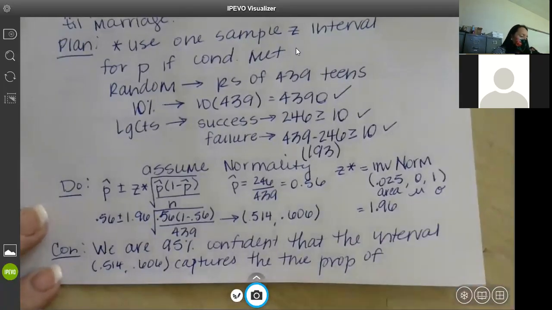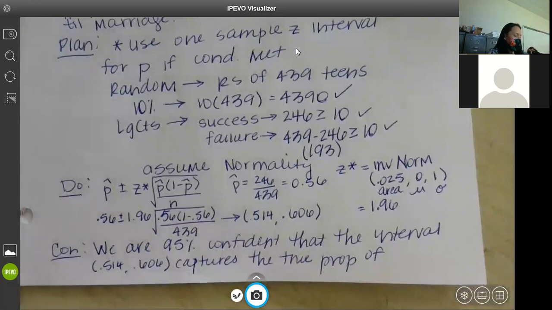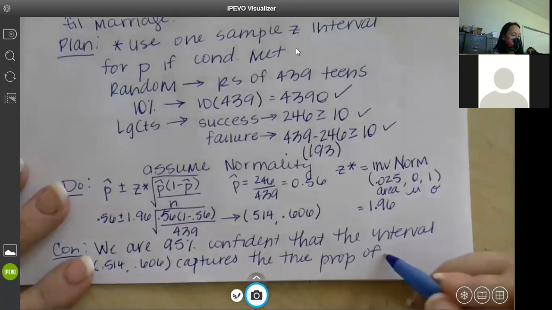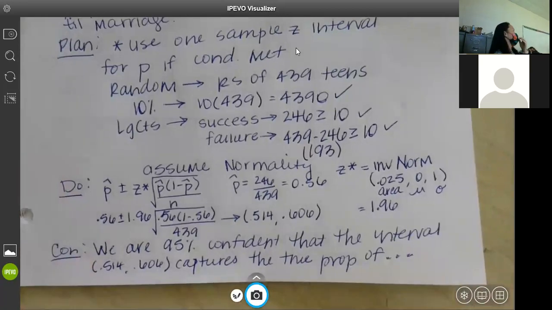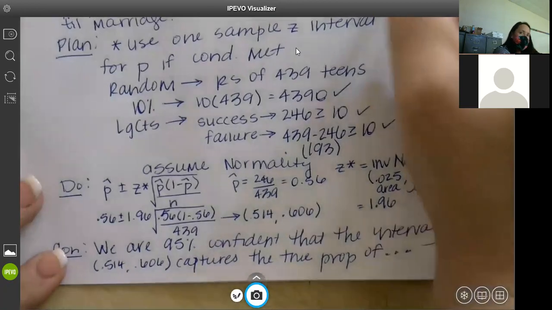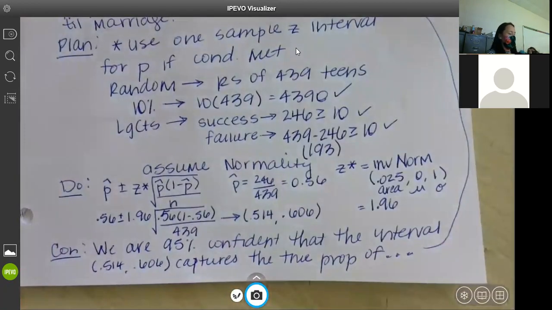of, and then back up to the beginning, all 13 to 17-year-olds in the US who say that young people should wait to have sex till marriage. And I'm just going to put the little dots. You guys know that's what you do. If you need to, draw the arrow up to right there where it says all 13 to 17-year-olds. It's very redundant, the plan and the conclusion.